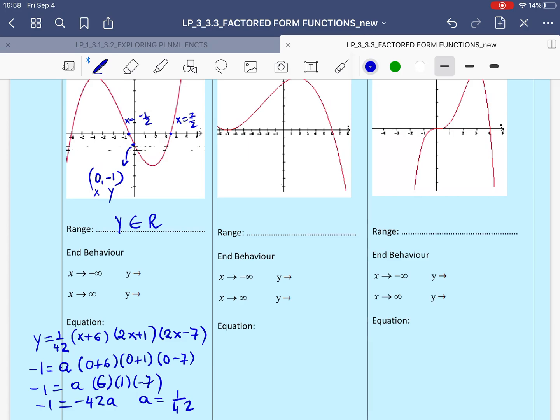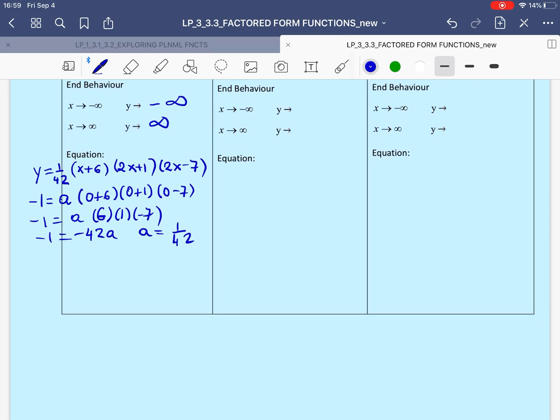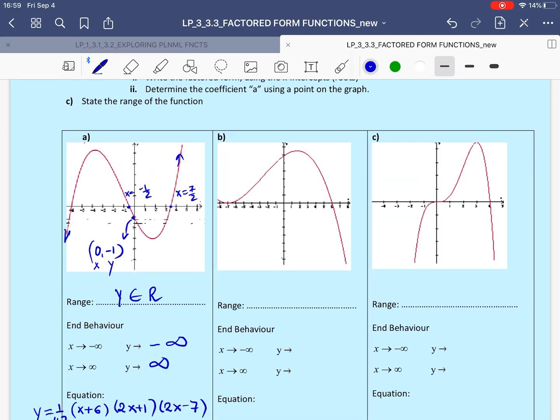Now the range of this function is any real number y. And for the end behaviors, we're going to say that as x approaches negative infinity, y approaches negative infinity. As x approaches positive infinity, y approaches positive infinity as well.